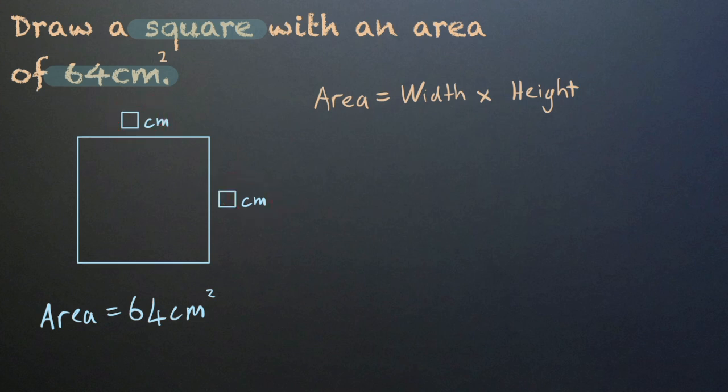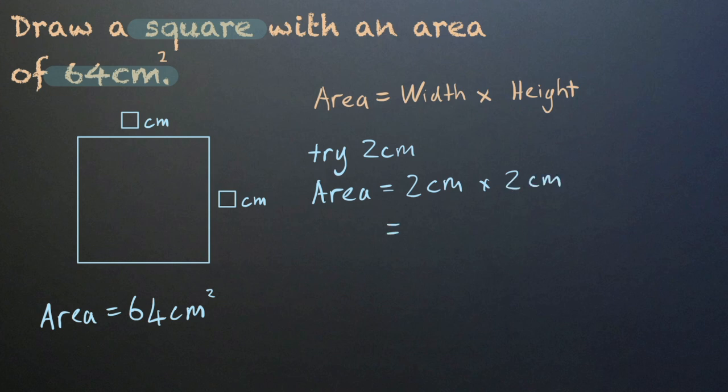We'll try 2 centimeters. Okay, and that would give us an area equal to a width of 2 centimeters times a height of 2 centimeters. And we know 2 times 2 is 4, so it's 4 centimeters squared. We wanted 64 centimeters squared. So we know the lengths of the sides must need to be bigger than 2 centimeters. Let's try another number.